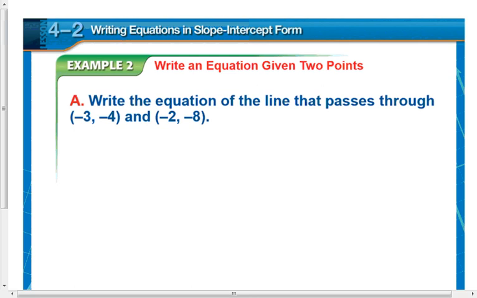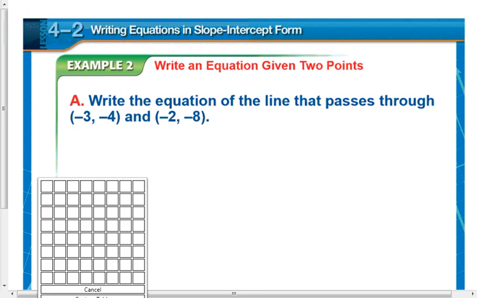All right, example number 2. Now that's really nice when they give us the slope, but they don't always give us the slope, okay? So this is how we calculate the slope, okay? We go ahead and create my 3 boxes again.